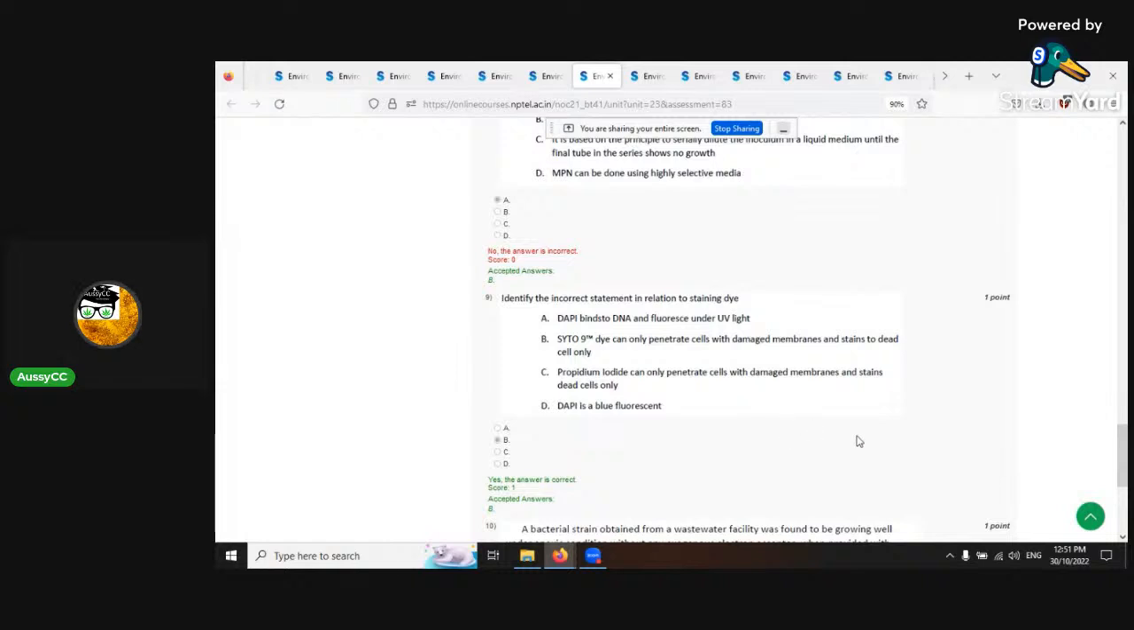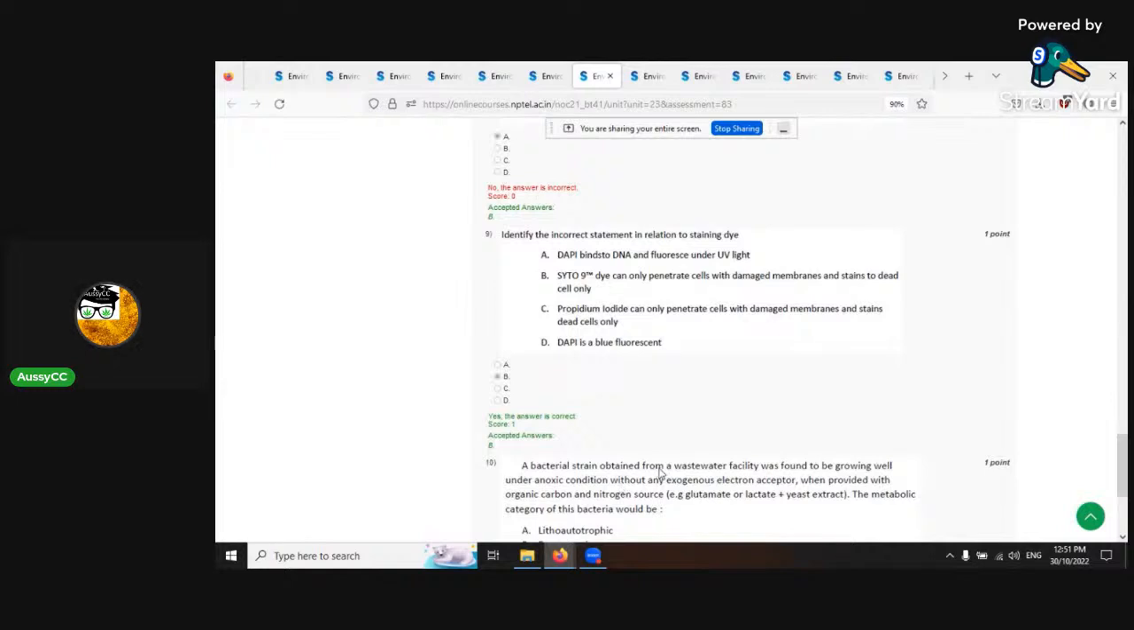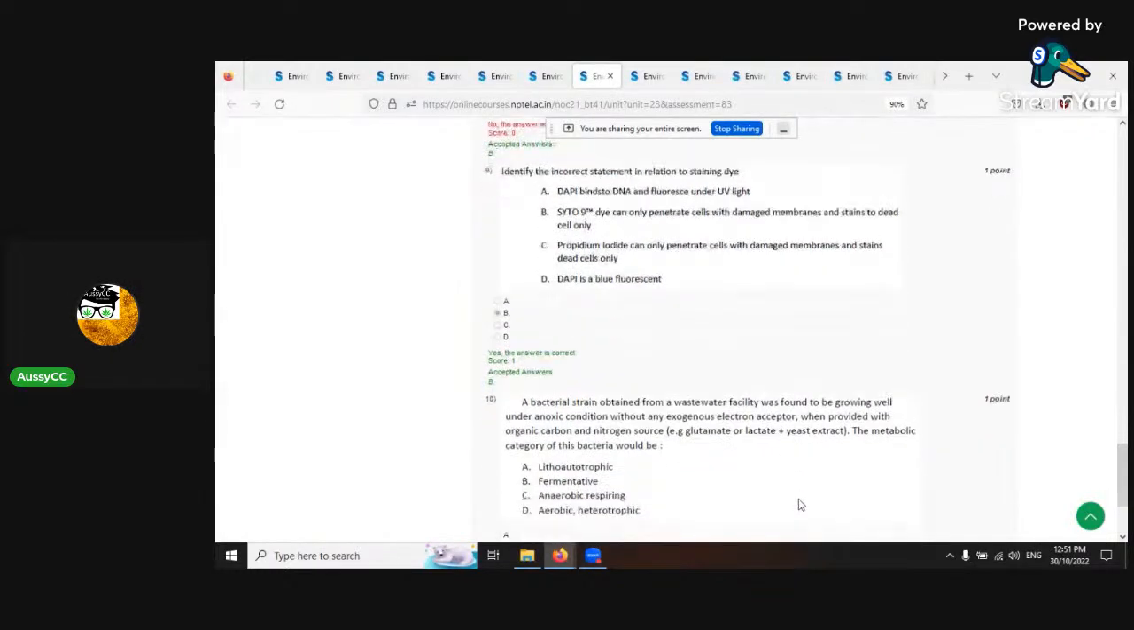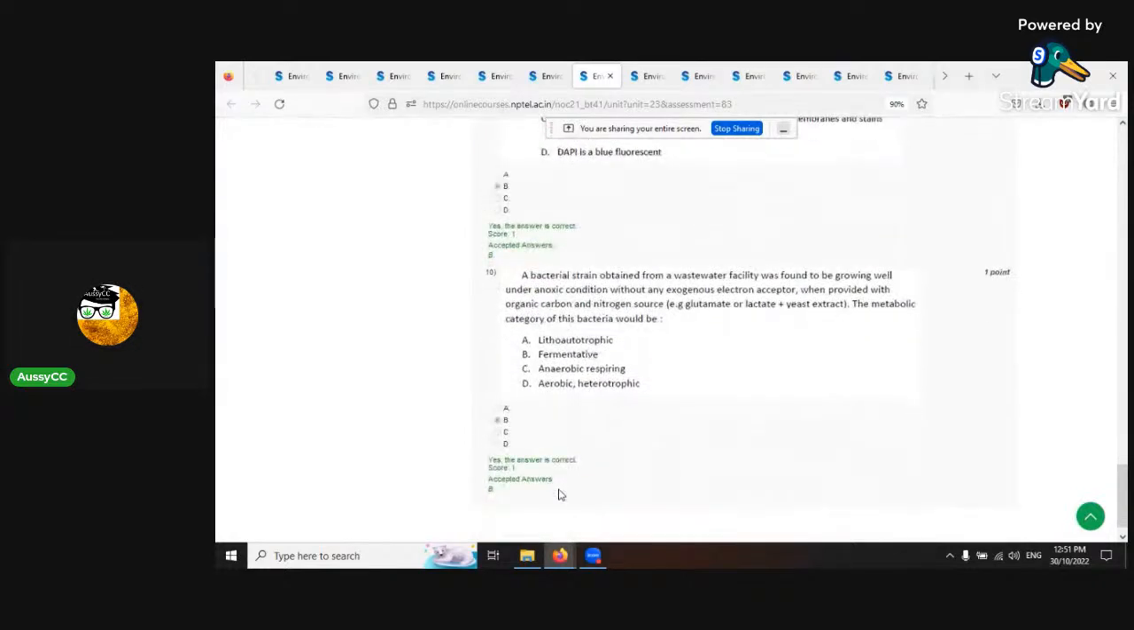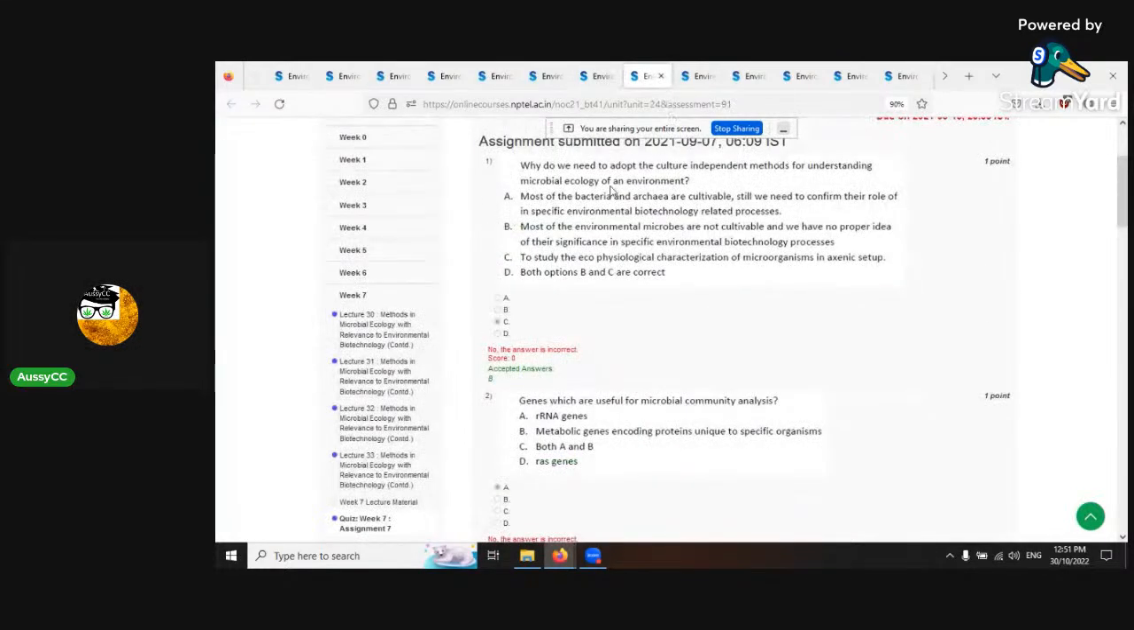Bacterial strain obtained from wastewater facility was found to be growing well under anoxic conditions without exterior electron acceptor, when provided with an organic carbon and nitrogen source, lactate and yeast. So it was fermentative. Why do we need to adopt culture independent methods for understanding microbial ecology? Because they're unculturable. B. They're not culturable.